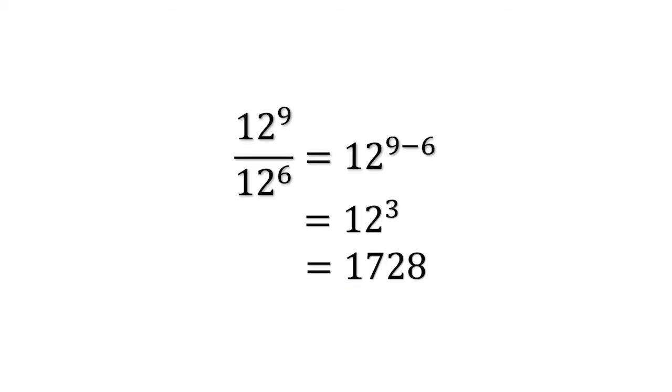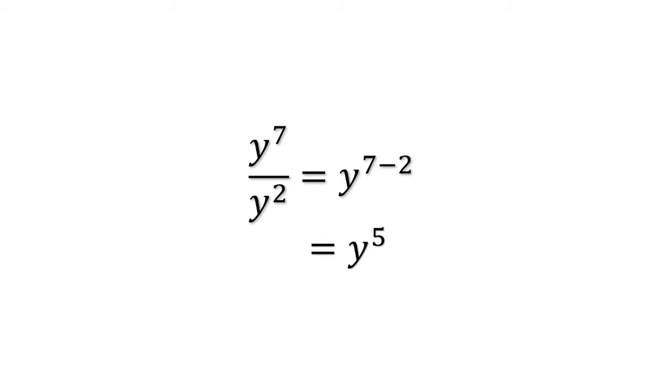Let's have a look at an example. 12 to the power of 9 divided by 12 to the power of 6 will equal 12 to the power of 9 minus 6, because the bases are the same. That will equal 12 to the power of 3, which will then equal 1728. The same if we use variables. y to the power of 7 divided by y to the power of 2 will equal y to the power of 7 minus 2, and that will be y to the power of 5.